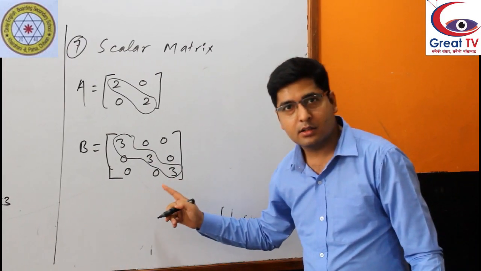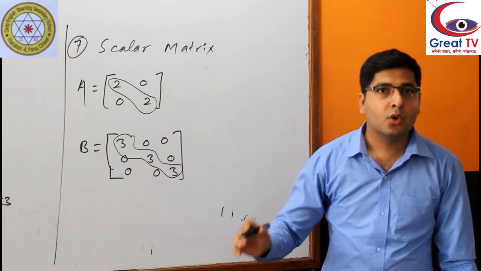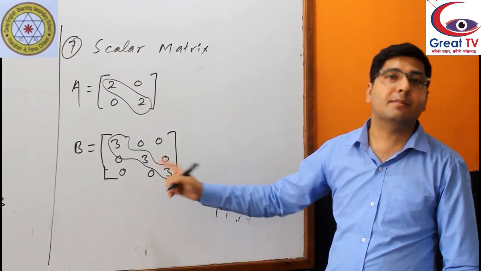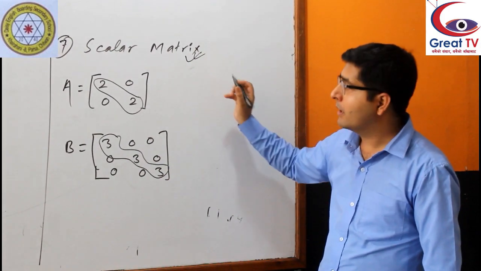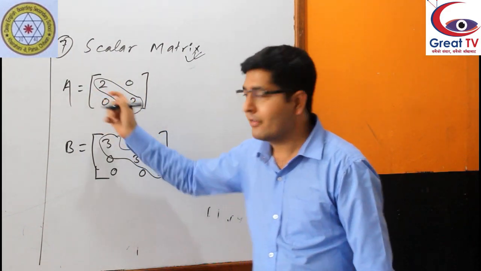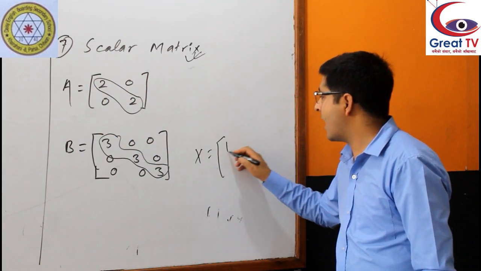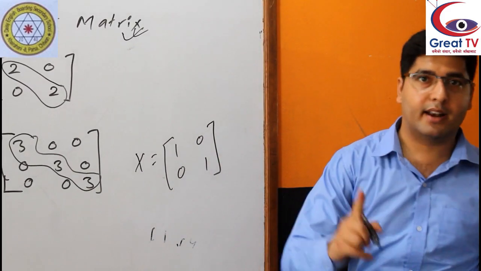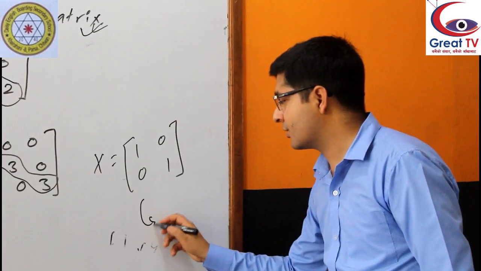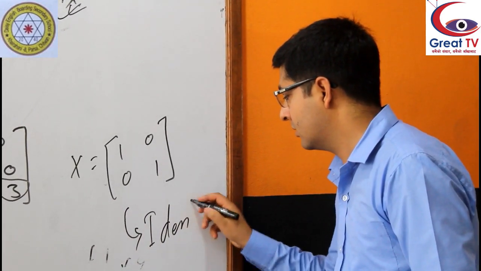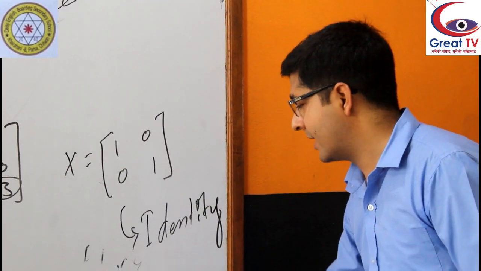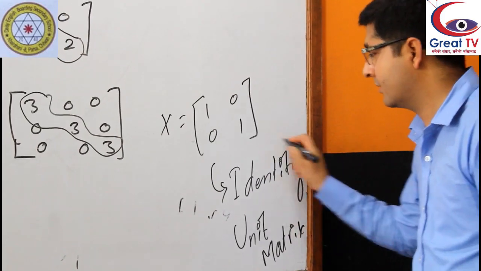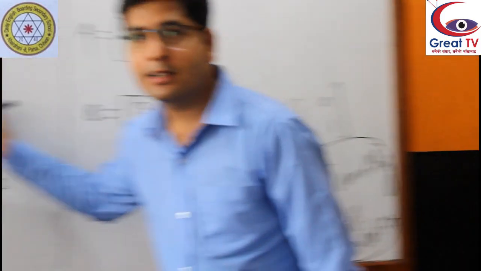Those diagonal matrices whose leading diagonal elements are the same are known as scalar matrices. If its leading diagonal elements are 1, that is, if X equals 1 0 0 1, if its leading diagonal entries are 1, then this type of matrix is known as identity matrix. Identity or unit matrix.